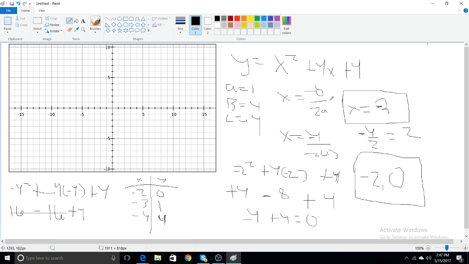Alright, so now we can fill in our stuff. So axis of symmetry is -2. Here we go. Our vertex is, do green, -2, 0. Now we can plug in -3, 1. And like I said before, if it's on this side 1 over, it'll be on this side 1 over. Now we have -4, 4, so 1, 2, 3, 4 up, 1, 2, 3, 4 over, there we go.